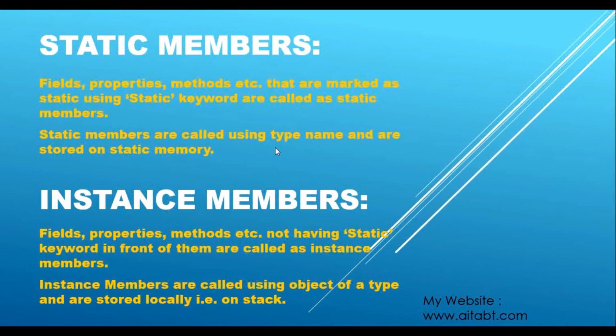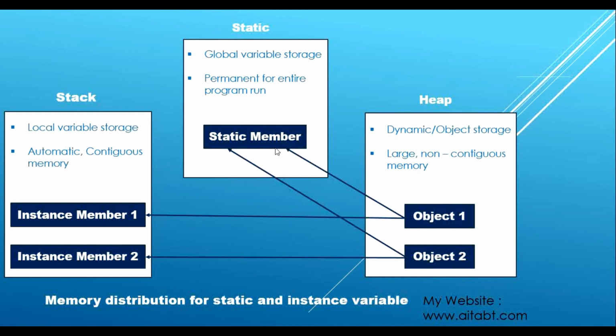So what is the static memory? Till now I have told you that there are two memories, that is stack and heap. Local variables are stored on the stack, and we know objects get stored in the heap, which in C# we also call a managed heap. So now what is the static memory? For that, let's just see this diagram.